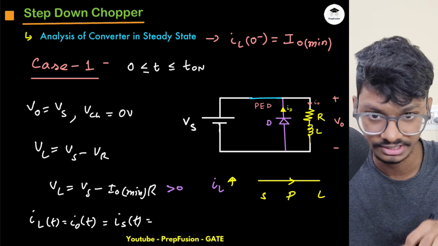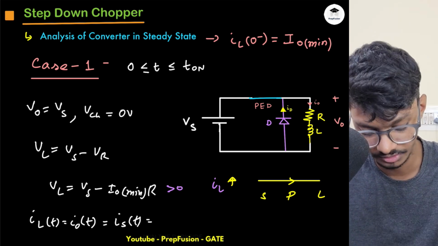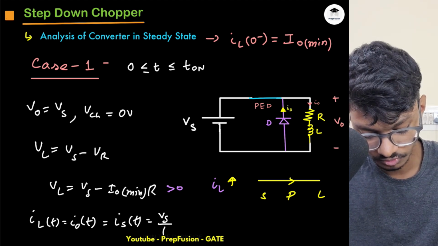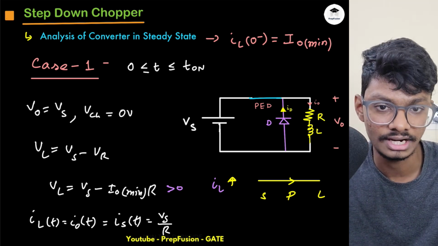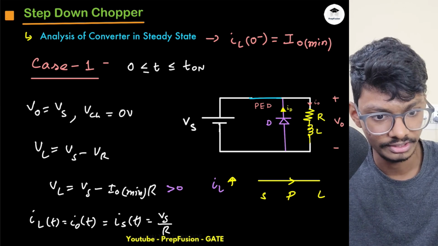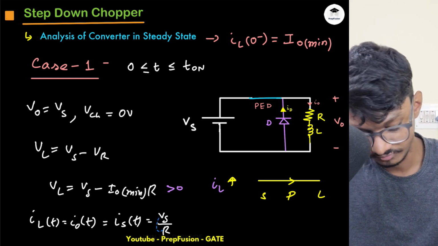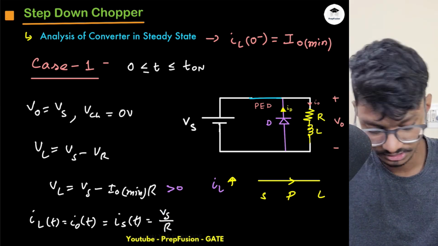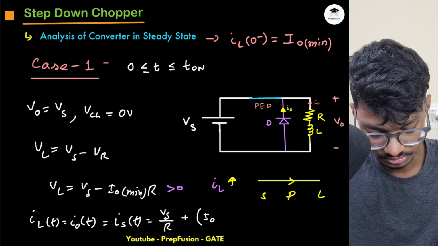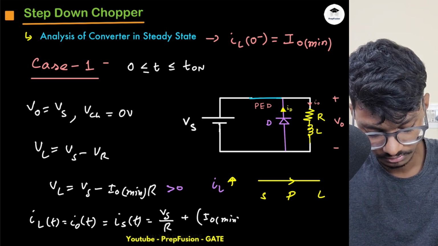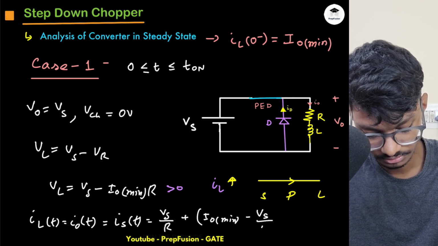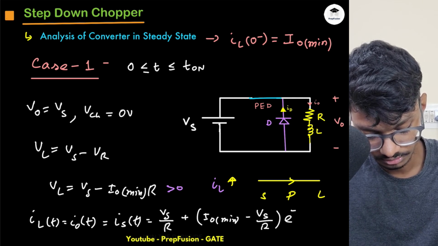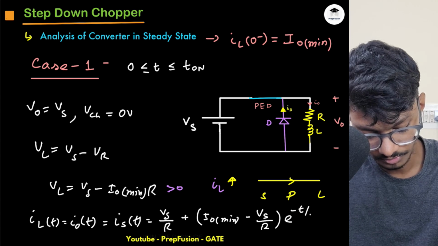I will not explain the transient here. Transient you have studied in network theory. So at steady state it will go to VS by R, and it is starting from what? It is starting from IO minimum, right? It is starting from IO minimum. So what can I write? What things can I write? So steady state, this will go plus IO minimum minus VS by R e raised to power minus t upon tau.